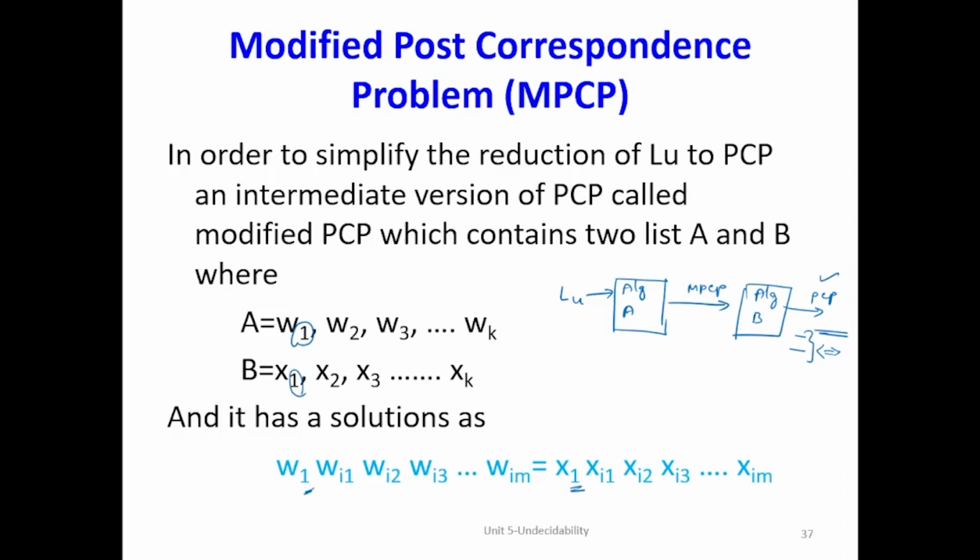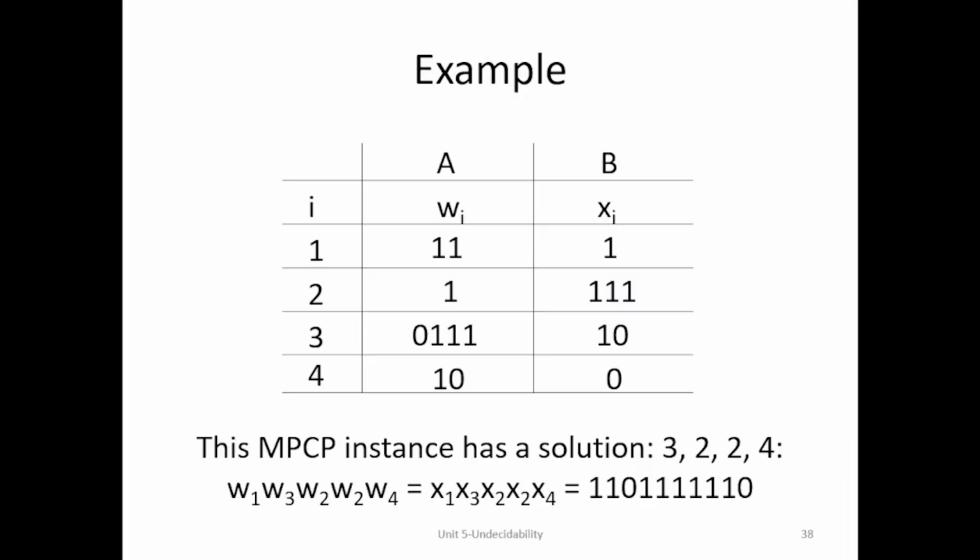PCP does not start with instance 1. You can start with 2, 3 or like that. But in an MPCP, the solution should start with the first string. That is MPCP. So consider the notation. Here 4 strings are available. The instances are 1, 2, 3, 4. MPCP means it should start with the first string.